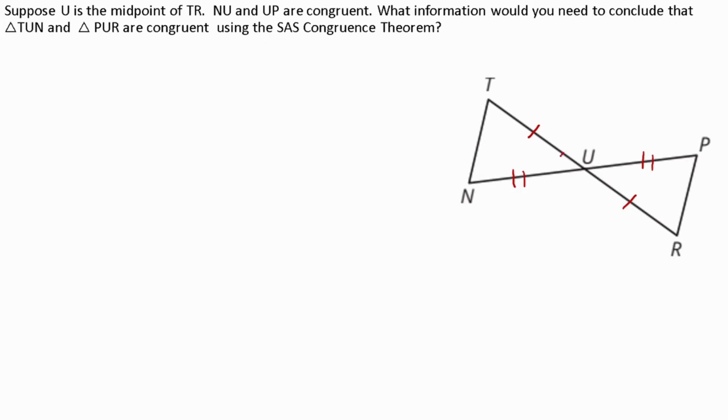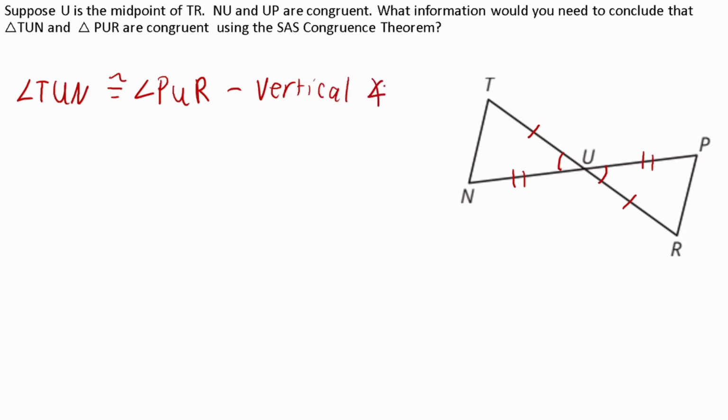Well, we would have to know that angle TUN and angle PUR are congruent. Angle TUN congruent, angle PUR. And we do know that. Why? Because they're vertical angles. And vertical angles are always congruent. So then we could say that triangle TUN is congruent.